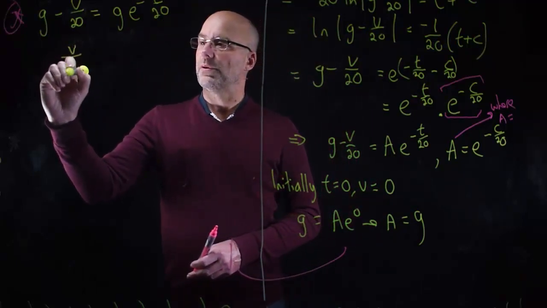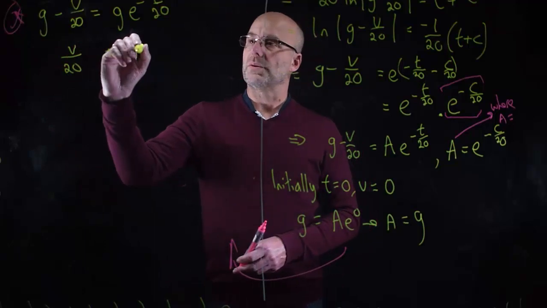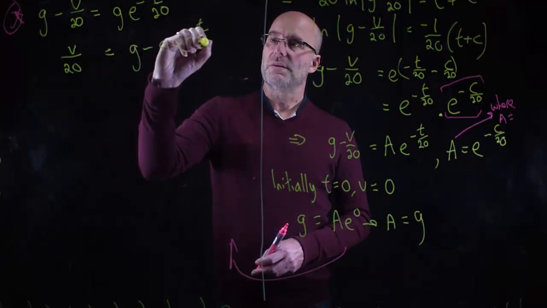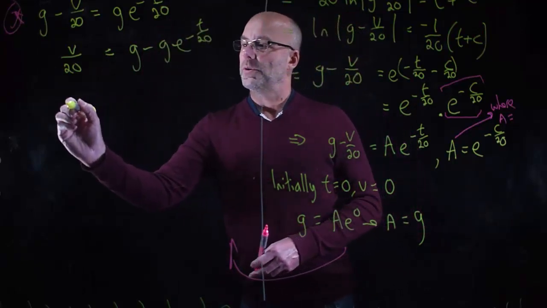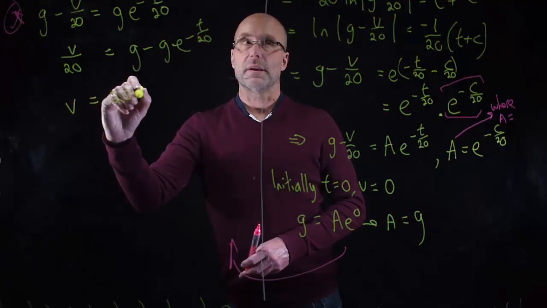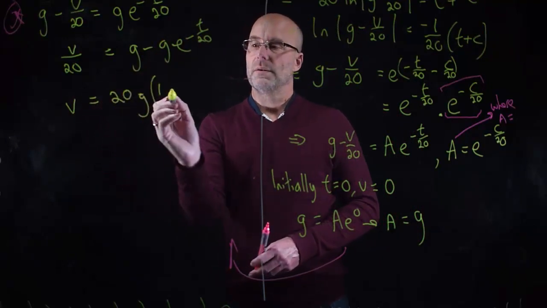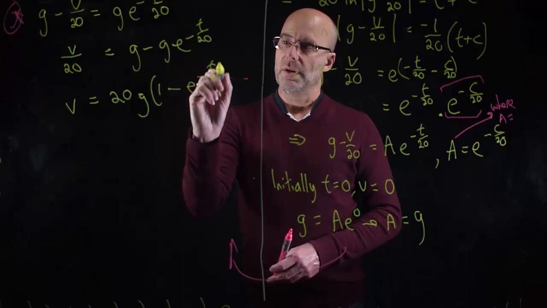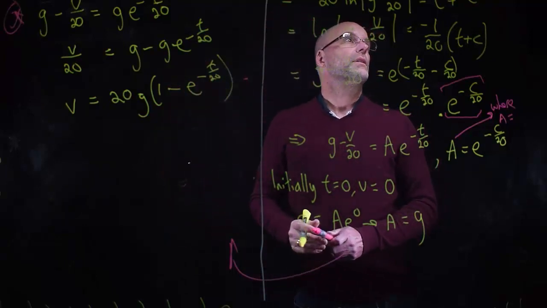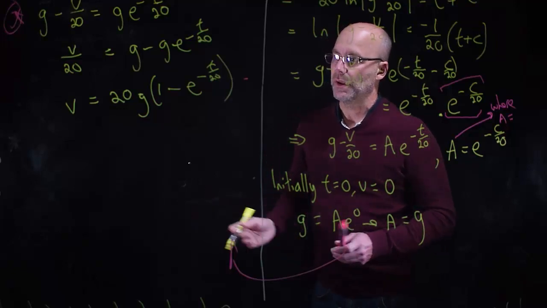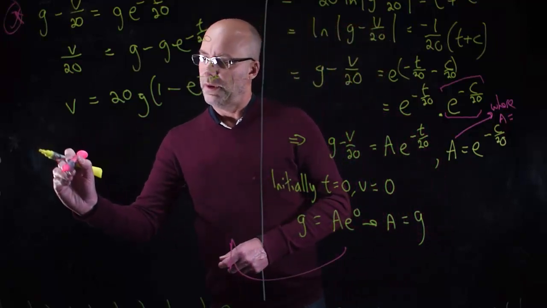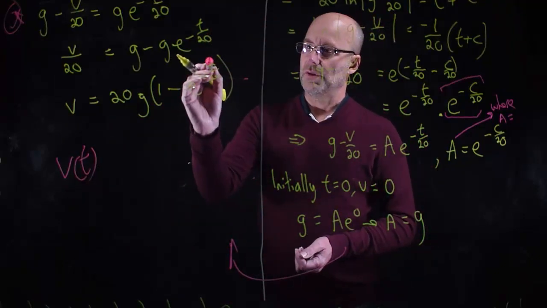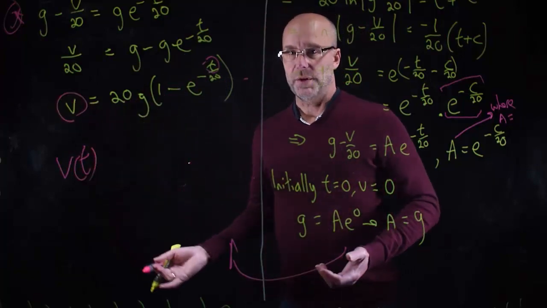Rearranging and multiplying through by -1, we get v over 20 equals g take away g e to the negative t on 20, and multiplying through by 20 and taking a factor of g out, 1 minus e to the negative t over 20 inside the brackets there. And let's check through that we've got everything under control there. We needed to find a v of t function, and we used integration, and we have a function in terms of both t and v satisfying the conditions of the question.